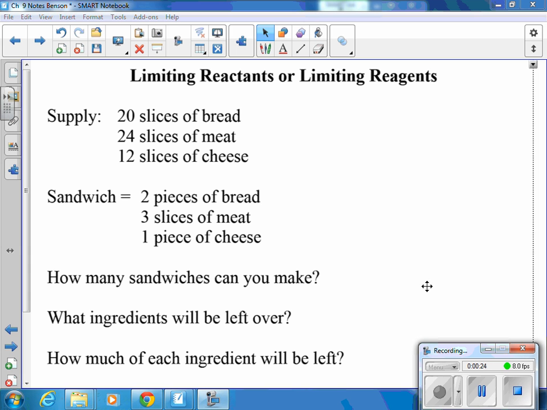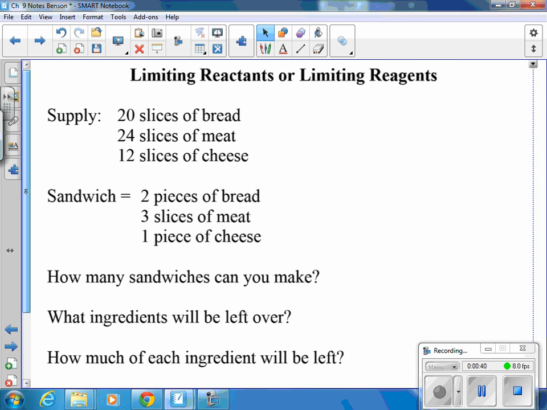Now, this is just a really simple little supply and demand example. You can see I have 20 slices of bread, 24 slices of meat, and 12 slices of cheese. And to make a sandwich, we need 2 pieces of bread, 3 slices of meat, and 1 piece of cheese. So how many total sandwiches can you make?